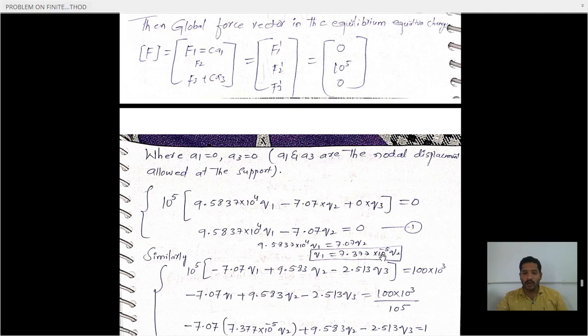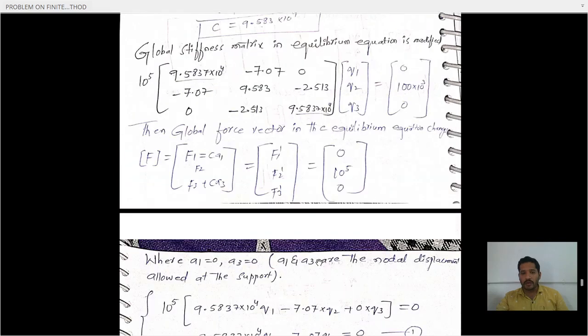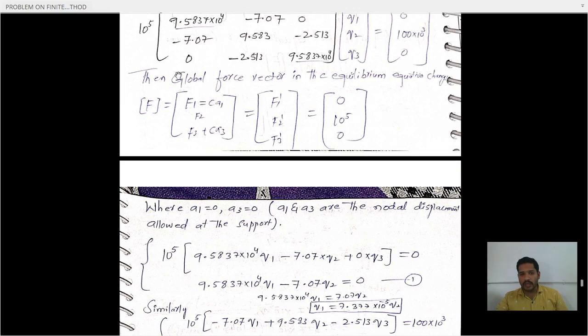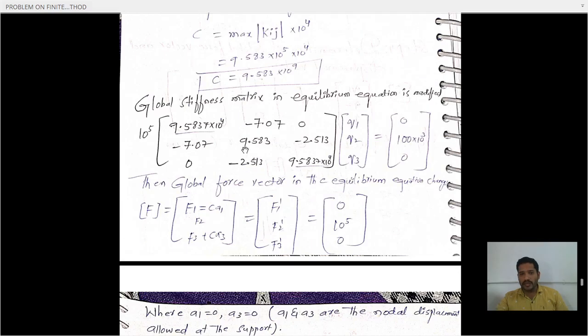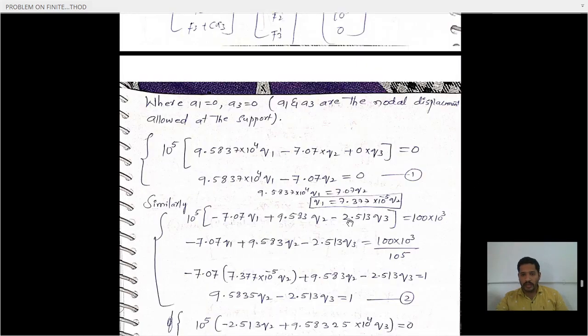7.377 into 10 power of 5 Q2. So in which we are not getting the value of Q1. Again we have to go for the same process, same concept: 10 power of 5, this second row into this column, minus 7.07. Let us see, minus 7.07 into this Q1 plus 9.583 into Q2 minus 2.513 into Q3 equal to 100 into 10 power of 3. That is the second equation.